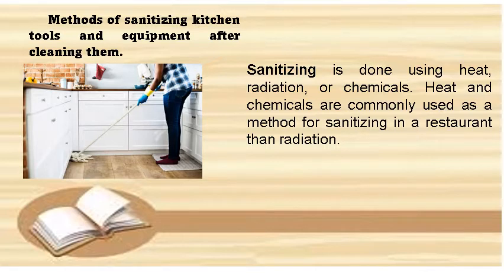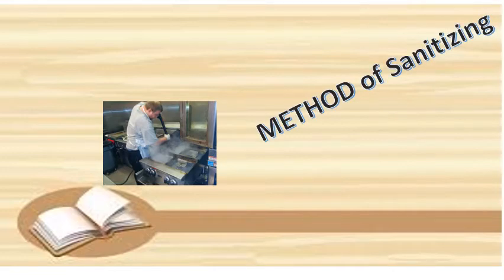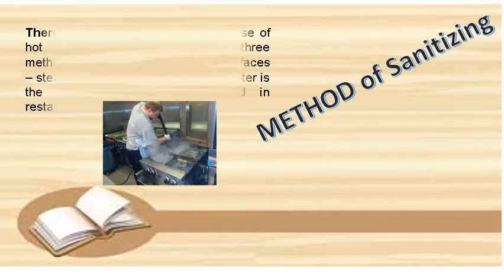So when you say sanitize, this is done right after cleaning or dishwashing. So for us to sanitize our tools in the kitchen, our equipment and other utensils used, we need to apply heat or chemicals. As you've seen in the picture, this is an example of one method used in sanitizing. What are the methods of sanitizing?